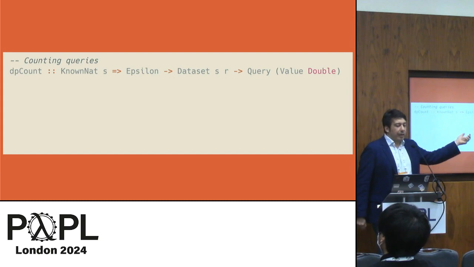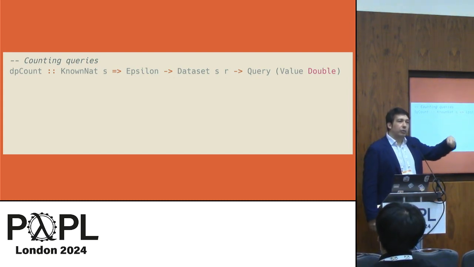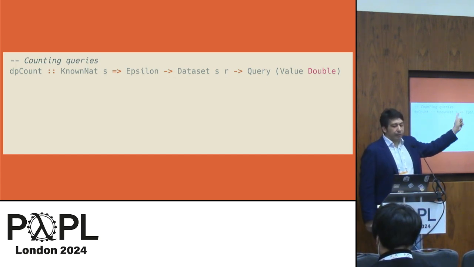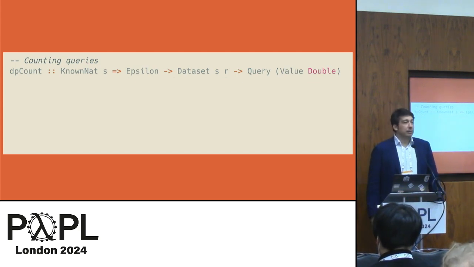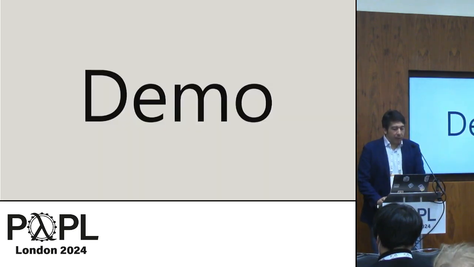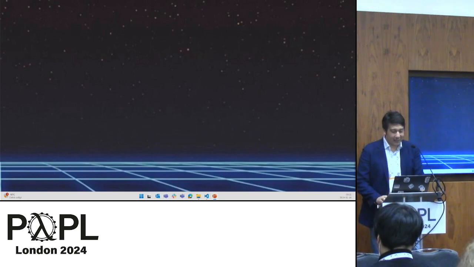Let's take the measurement of counting. You give me an epsilon, how much you are going to pay for the query, and the dataset, and I return you a noisy value, the result produced by the Laplace mechanism. All right. So this is risky, so we'll see how this goes. But let's do it.